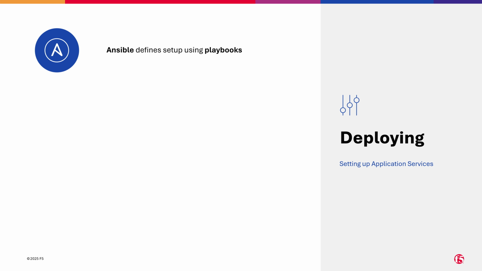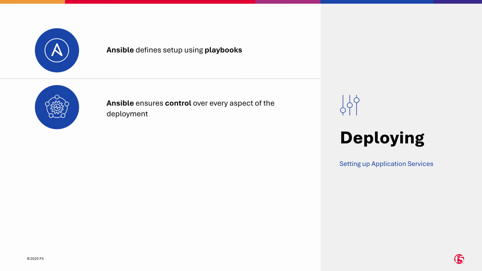The deploy step is when you set up application services on your BIG-IP system. You can use Ansible to automate this part. Ansible lets you define the setup in simple files called playbooks. These playbooks describe what needs to be done, and Ansible follows the instructions. Ansible is highly effective at managing configurations at a granular level, giving precise control over every aspect of the deployment.